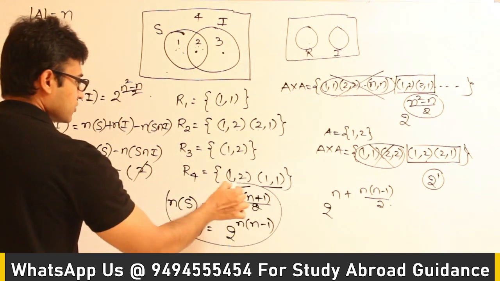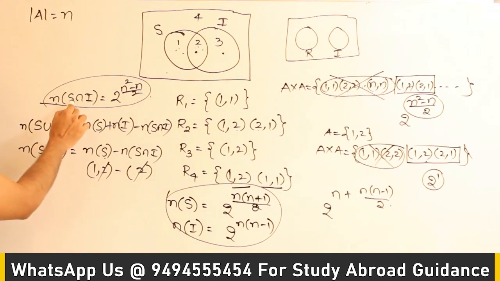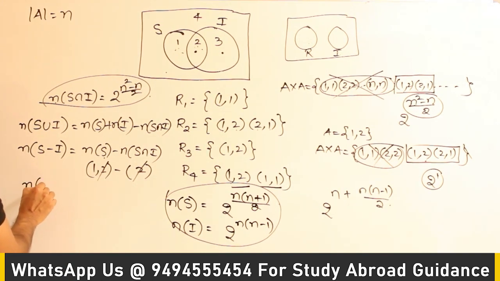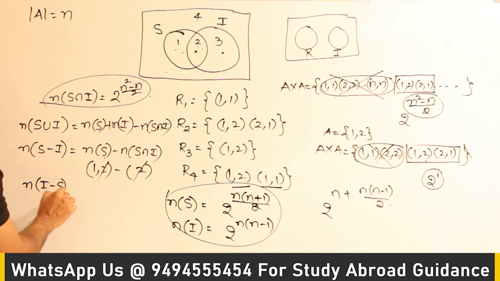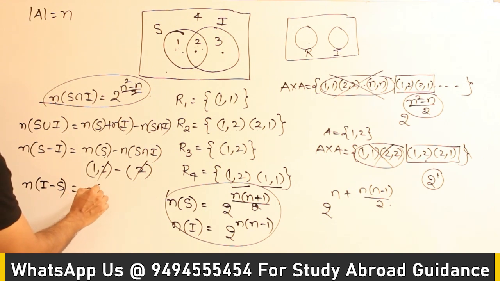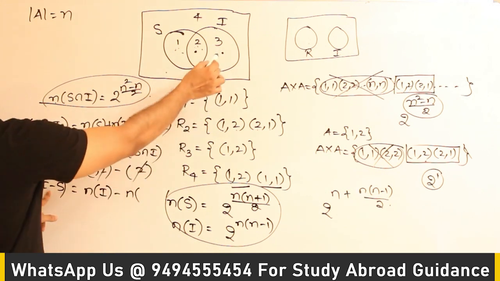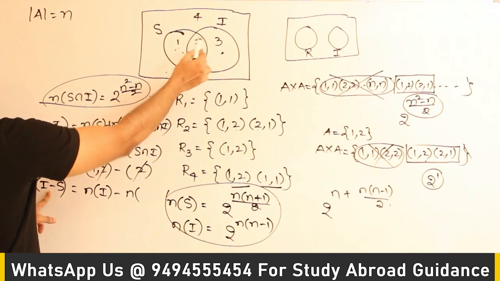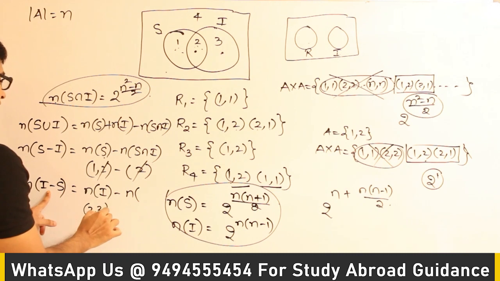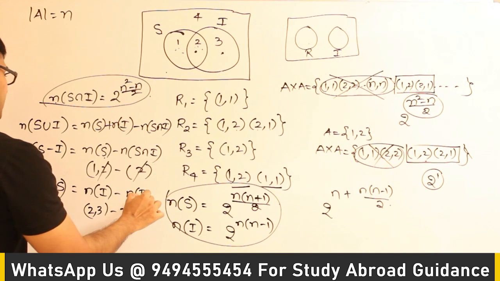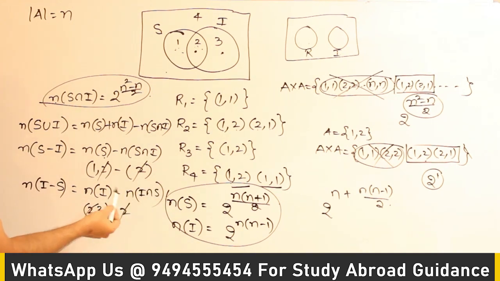We have already found out the values. What is n of (S intersection I)? We already computed these values, right? So you have to just substitute them. Now if you are trying to find the number of relations which are irreflexive but not symmetric, then how can we find out? It is n of I minus n of, see this, they are asking about region 3. So how can we find out? n of I, which means 2, 3, minus, we have to remove 2. So what is 2? n of (I intersection S), right? So you are going to get 3.